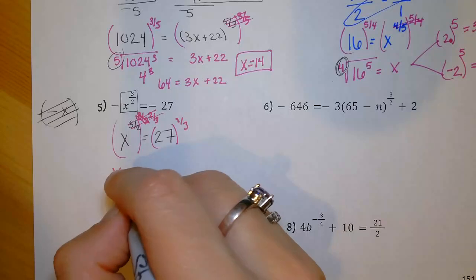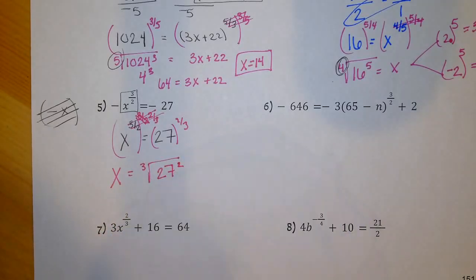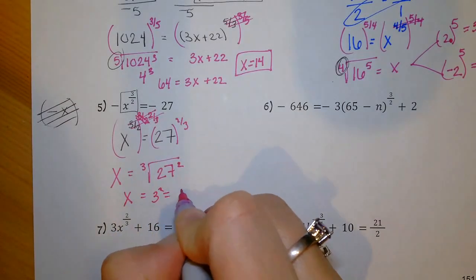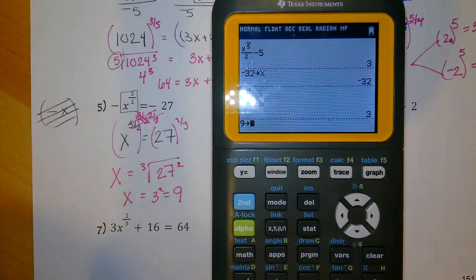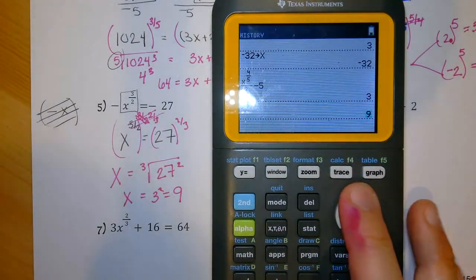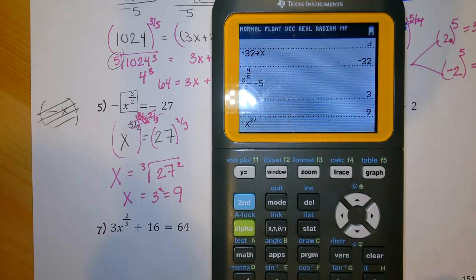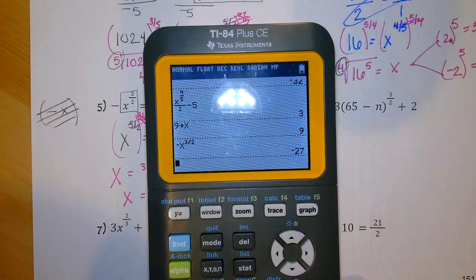Let's cancel. And this is the cubed root of 27 squared. So again, the cubed root of 27 is 3. 3 squared is 9. And we're back to the checking phase. 9 stored into x. Negative x raised to the 3/2. Negative 27. Look at that. Beautiful.